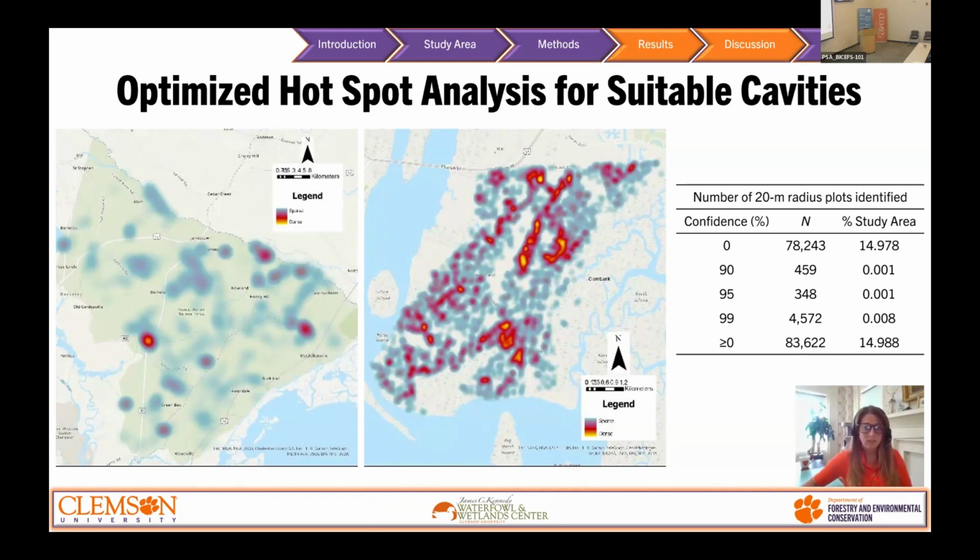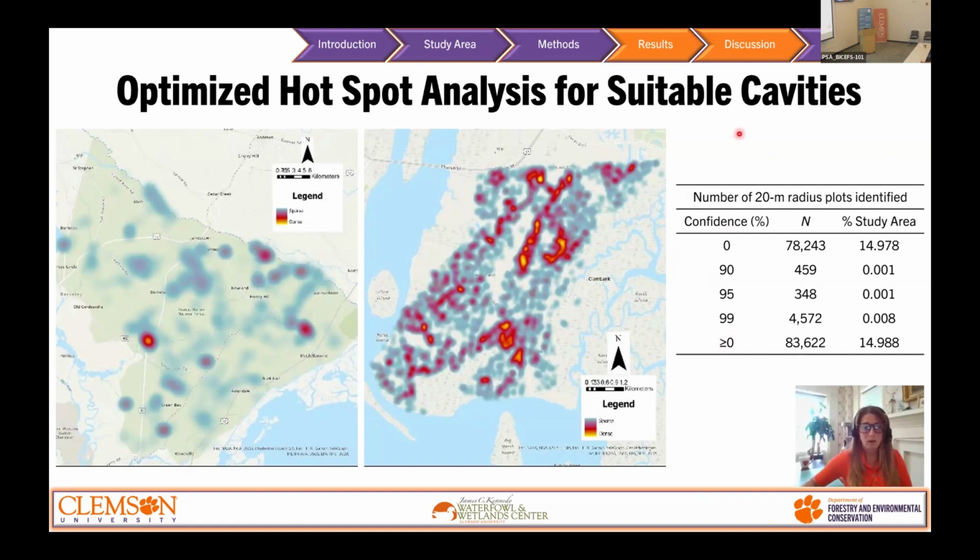As a quick note, the distinction of the heat map is a lot more noticeable for Hairgrove, only because it's a much smaller size. If you went to the Francis Marion map and blew it up and zoomed in, it would look just like this if it was at the same scale. Hotspots signify areas with greater than 95% confidence for the occurrence probability of suitable cavities, and cold spots signify areas with greater than 95% confidence intervals for probability of no cavity presence.